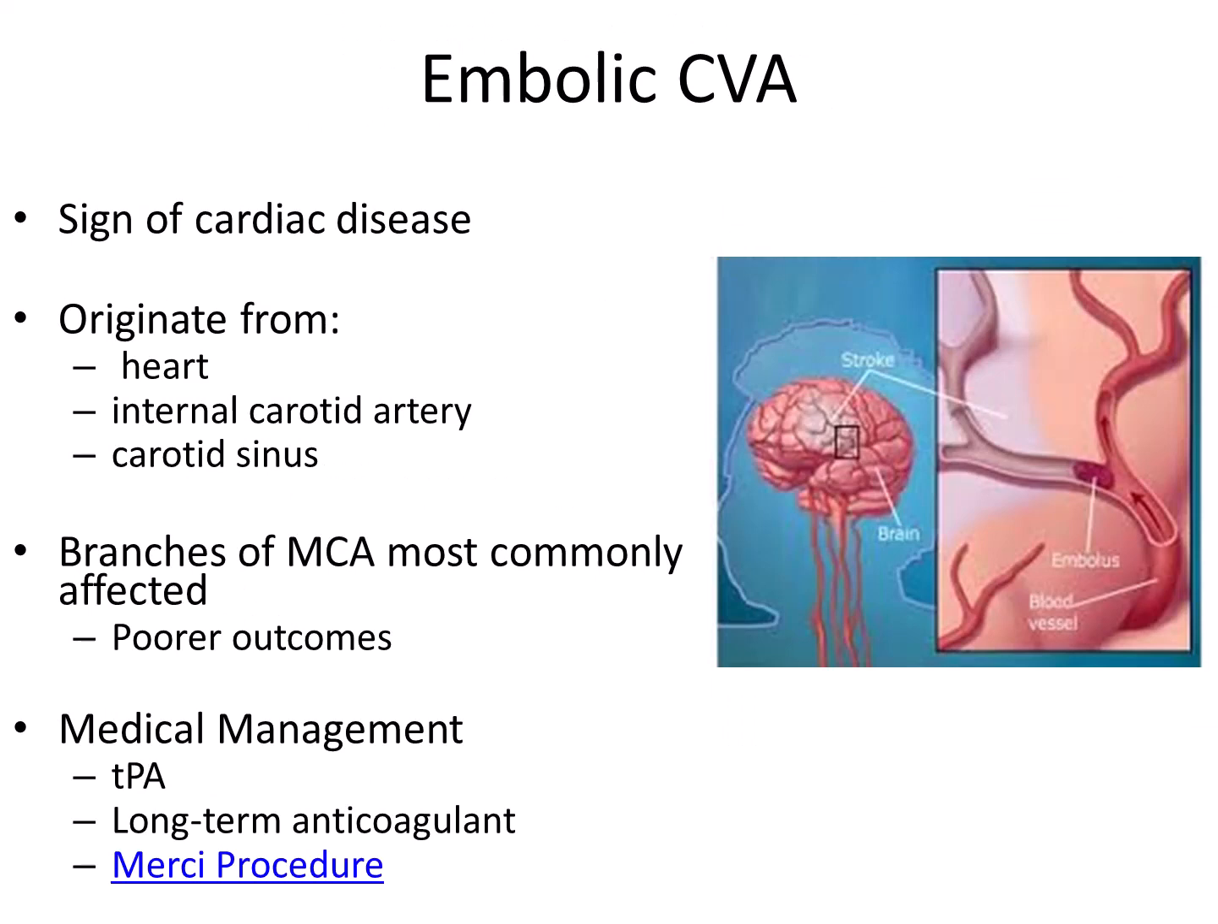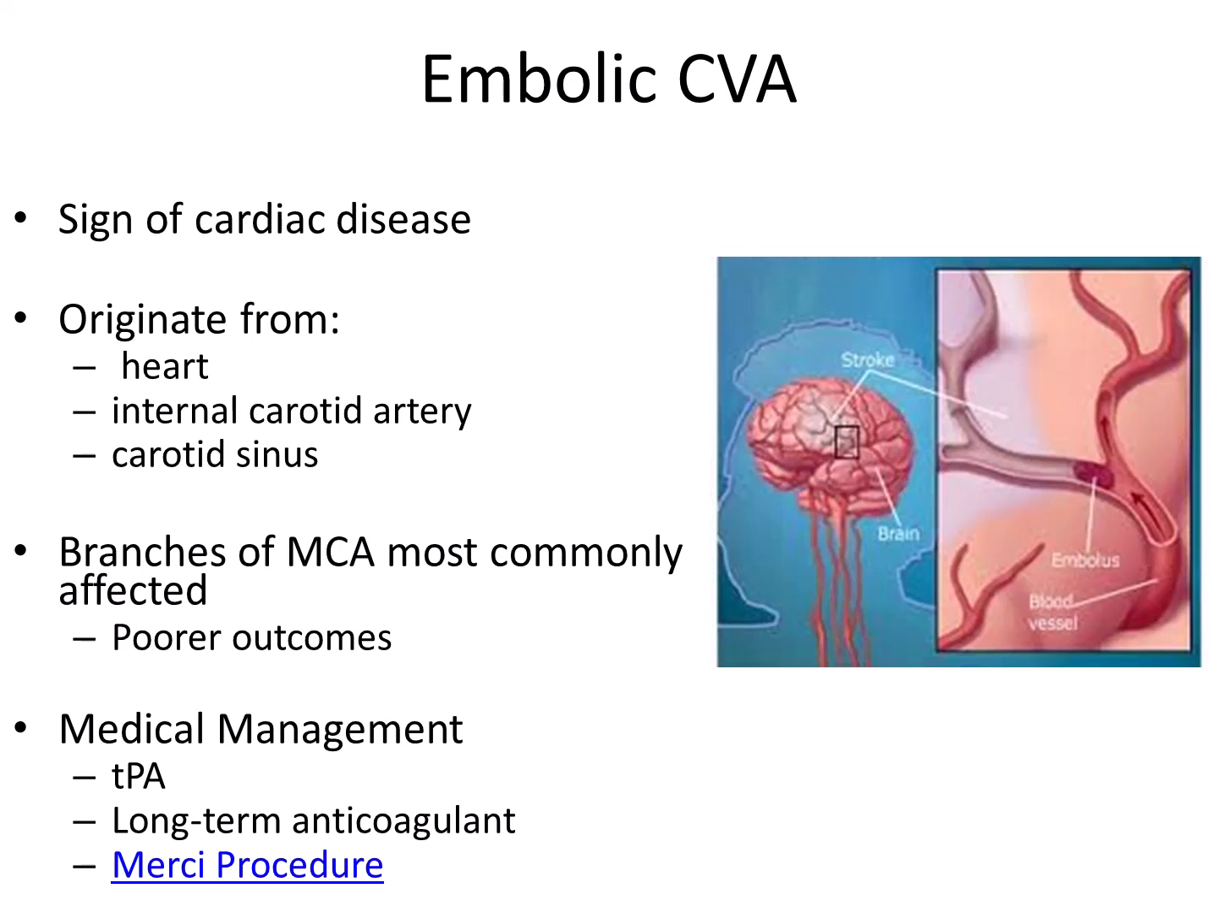Okay, moving on to embolic CVA. Embolic CVA is a sign of heart disease, and it's where an embolism actually breaks loose and travels through the blood supply and becomes clogged in the branches of the MCA. An embolic CVA typically has a poorer outcome if it becomes lodged in branches of the MCA.